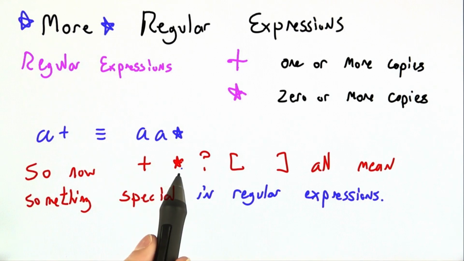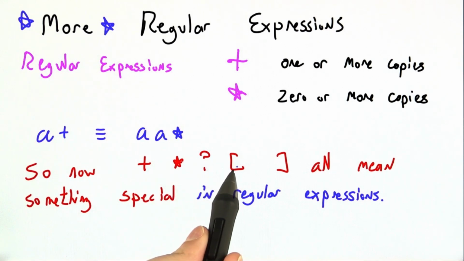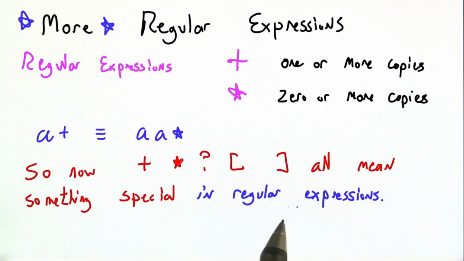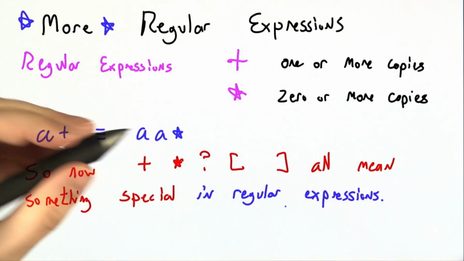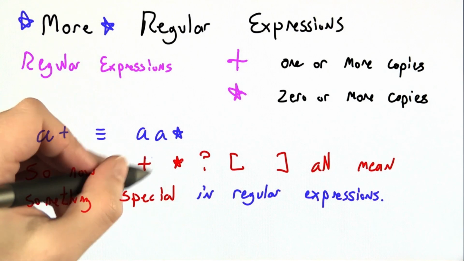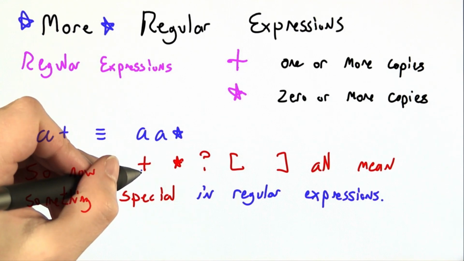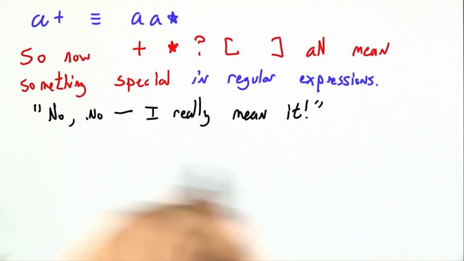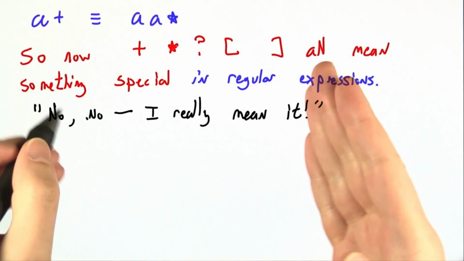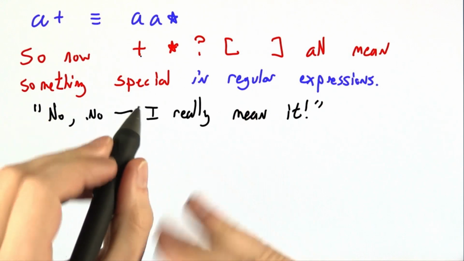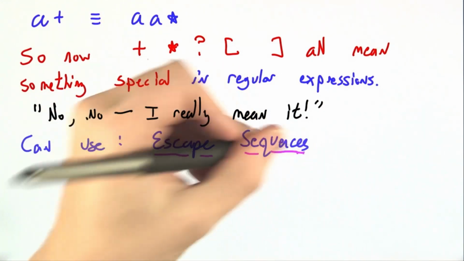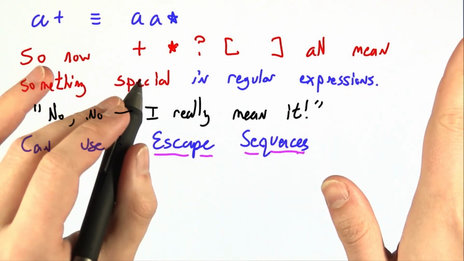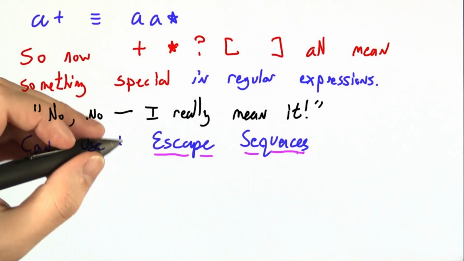So now the plus, the star, the question mark, the open square brackets, the closed square brackets, they all mean something special in regular expressions. They help us denote sets of strings. But what if the string I want to match is actually just a plus sign? How do I do it if plus means 1 or more copies of what came before? We need some way of saying, no, I really mean it. Actually plus, not 1 or more, just plus. We're going to solve this by using something called escape sequences. But before I get into them, let's introduce them by way of analogy.